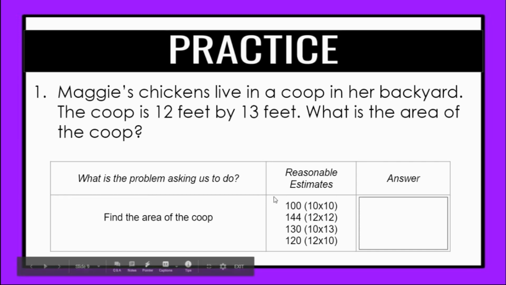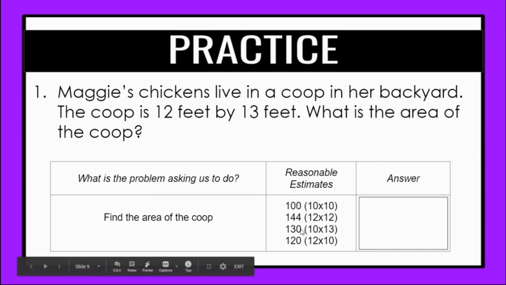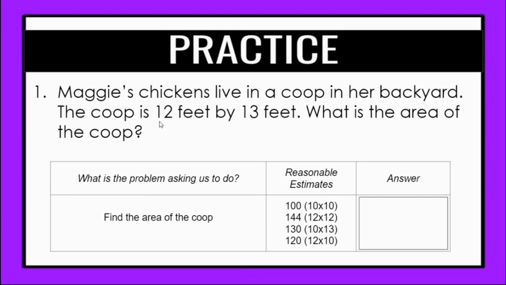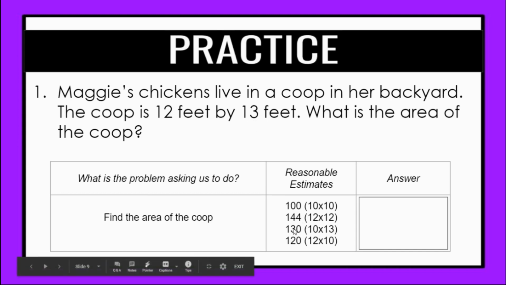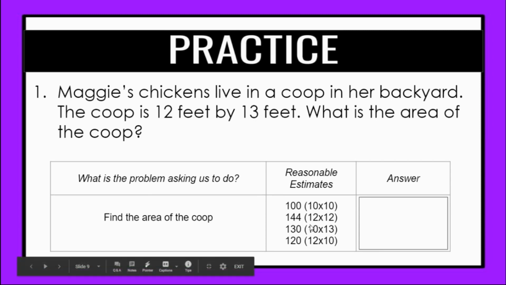So the reason 144 would make sense is because 12 times 12 is 144, and 13 is really close to 12. What about 130? Did anyone pick 130 as their estimate? So the reason I could see someone saying 130, since we're multiplying 12 times 13, 12 is really close to 10. So 10 times 13 would give us 130. So that's a good estimate.